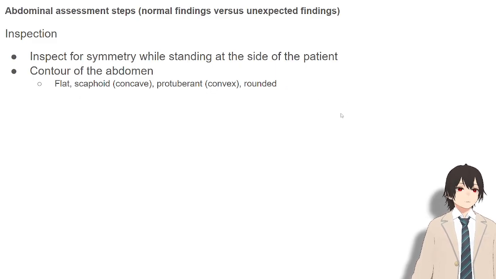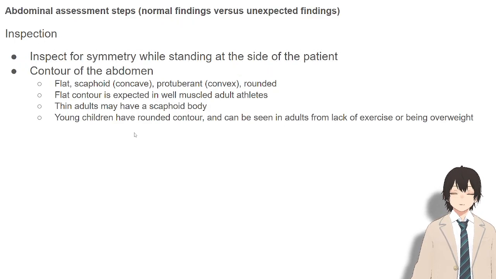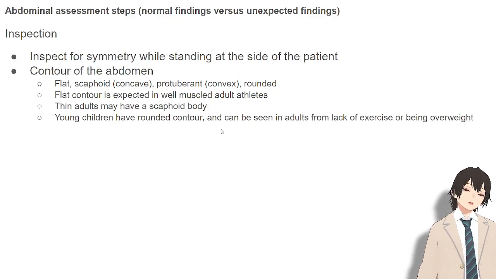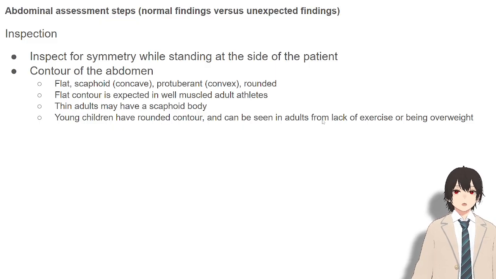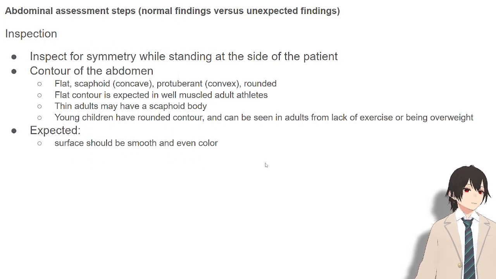Is it rounded? Flat contoured is normal, and sculpted for super athletes. Thin adults may have that scaphoid concave in look. Young children can have that little pot belly look, but adults, when they have it, it's usually because of lack of exercise or being overweight. So what's expected is it should be smooth and even in color.